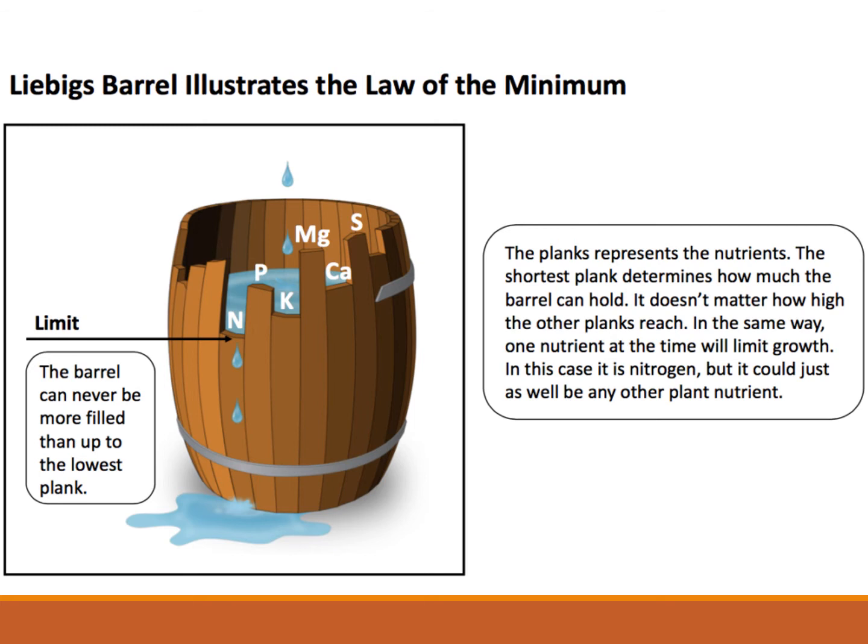And at that point, if we add more water, it just starts to run out. So we'll never be able to fill this barrel up to the top. We'll never be able to reach 100% plant growth potential. That's because in this case, nitrogen is the nutrient that is most limiting plant growth.